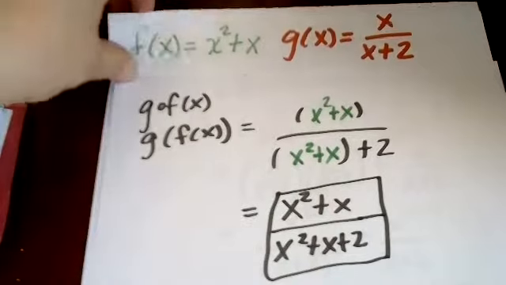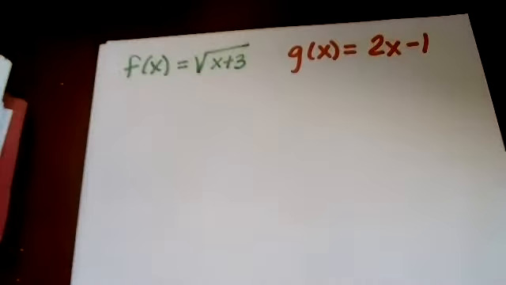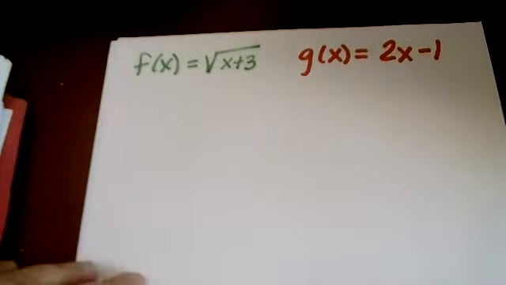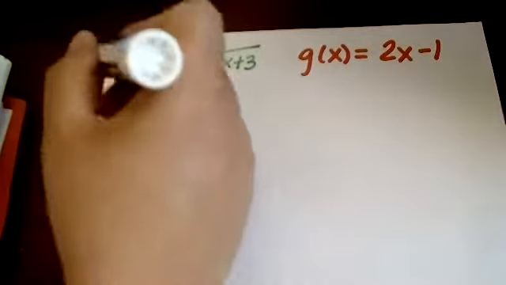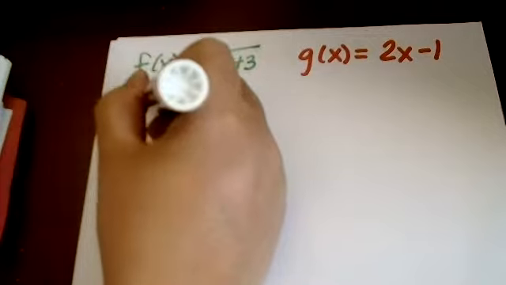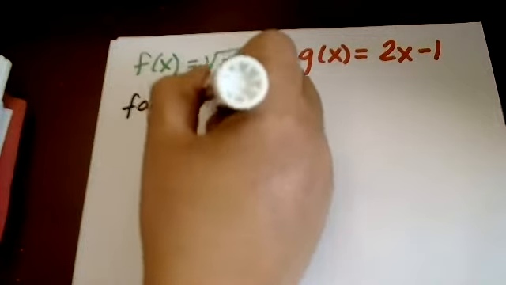Okay, let's look at one that has a square root in it. Let's get the example where we have f of x is the square root of x plus 3, and g of x is 2x minus 1. So let's do both of them.